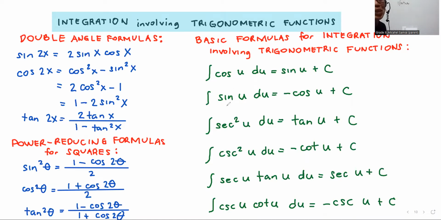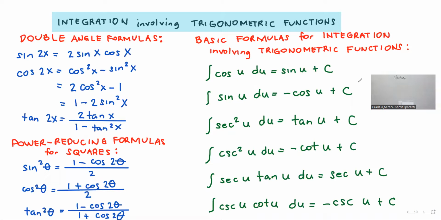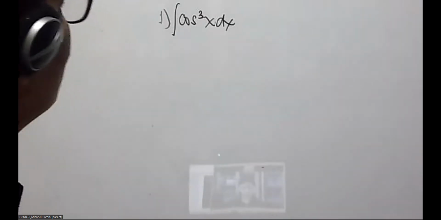So now we're going to discuss the integration involving trigonometric functions. As shared in the video here, we have the double angle formulas, the power reduction formulas, and the basic formulas for integration. We'll be using these formulas in solving the sample problems. Our first problem is the integral of cosine cube x dx. How do we approach the problem?